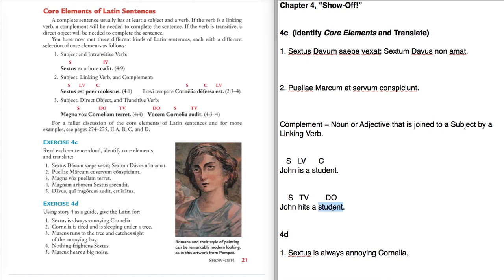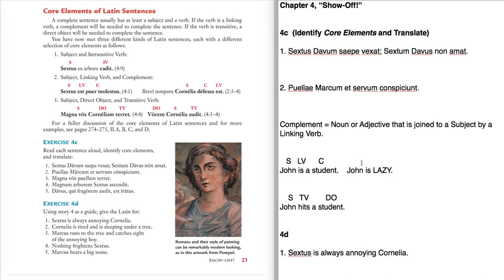Here, John is not the student, but John is hitting, striking a student. So this transitive verb acts on this noun, this student. Here, John and the student are the same. Here, John hits another student. So there's a difference between a complement and a direct object. Now, a complement can also be an adjective. We can say John is lazy. Now, lazy is still telling us more about what John is. So again, it is completing or complementing the sense of what the subject is.